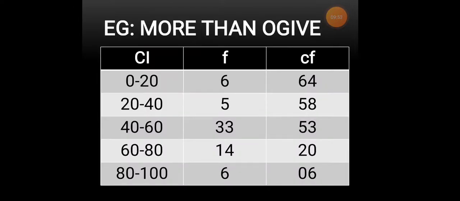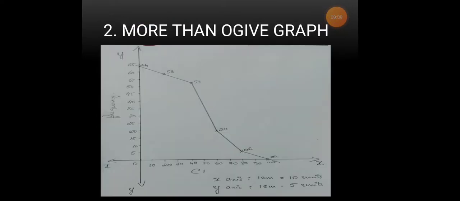So what is it? 0 to 20, which is the value we need to take into consideration, and for the more than ogive, the lower limit, that is 64. 0 is here, 64 is here. You can either put an x, or you can put a dot.